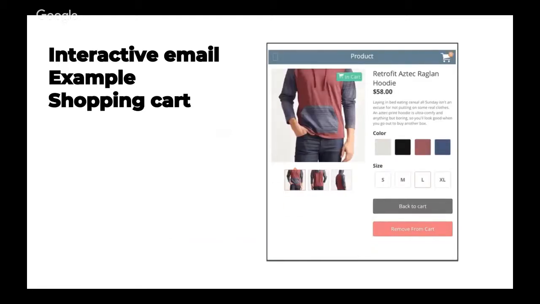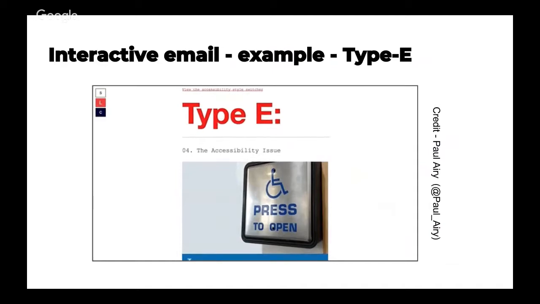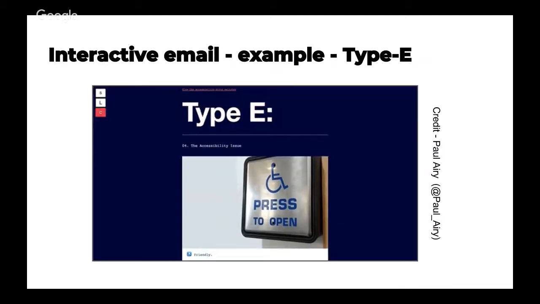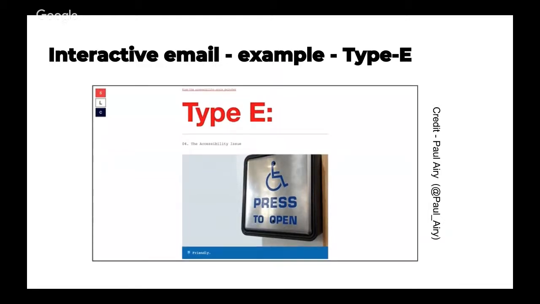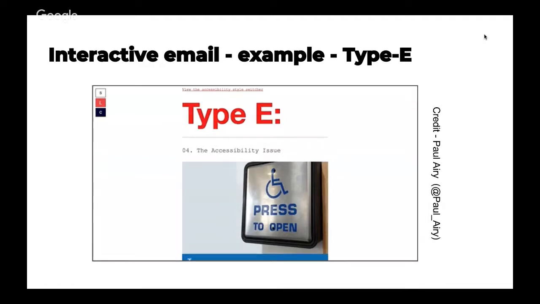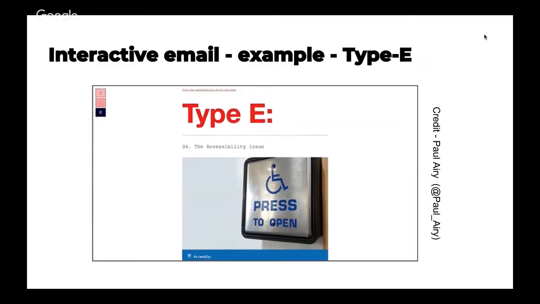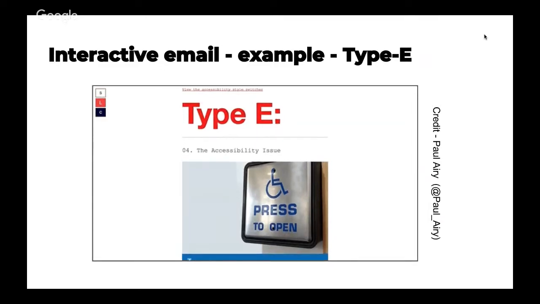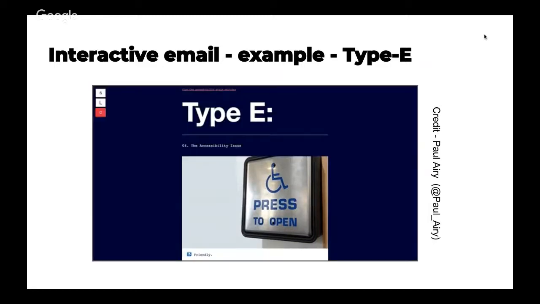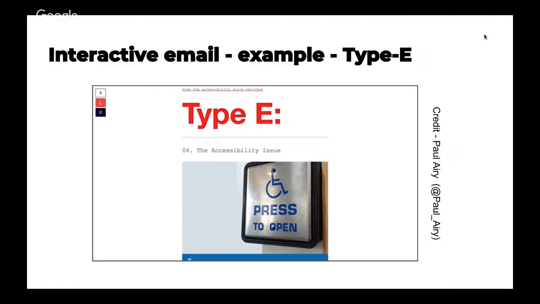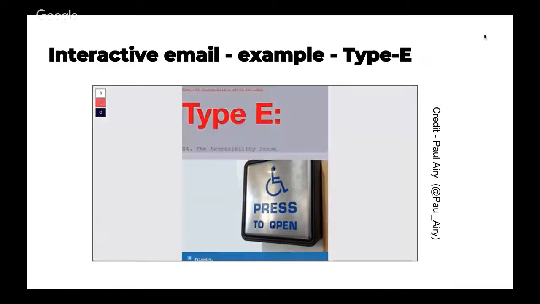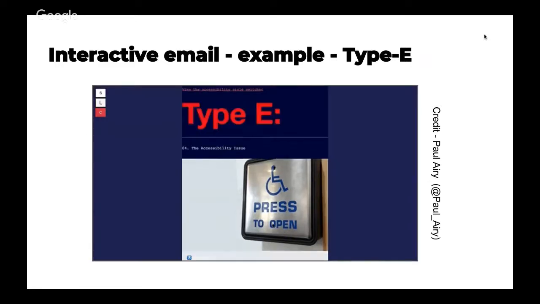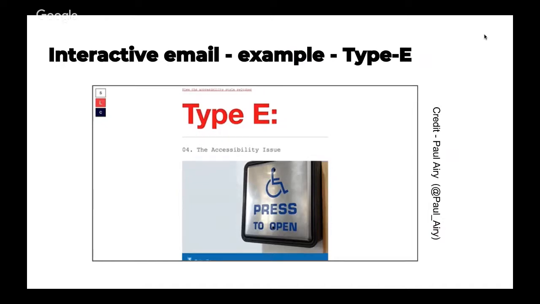But before that, I just want to show you another example of an interactive email. This one is Typee. This is a newsletter from a great email developer called Paul Airey, and he writes this Typee newsletter. It's about email and typography, and this particular issue is about accessibility. In the top left corner, he has 3 buttons. You can click to increase the font size in the email, or you can change the contrast. So instead of a white background with black text, you can switch to a blue background with white text. This is a great example of enhancing accessibility with interactive email.